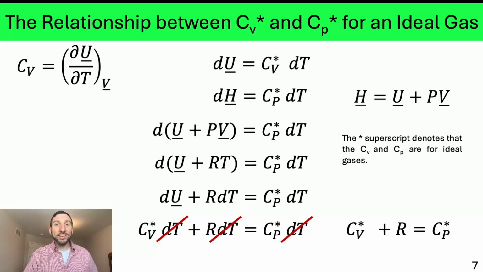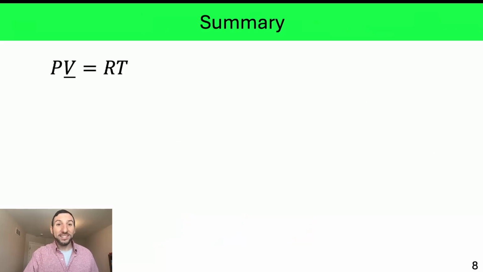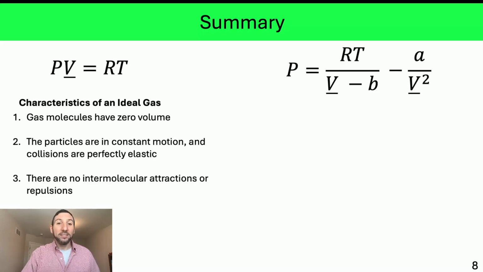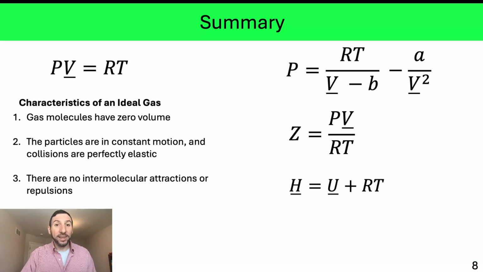And so that's everything I want to talk about in today's video. To summarize this, we talked about the ideal gas law, we talked about the characteristics of an ideal gas, we talked about van der Waals equation of state and the compressibility factor, and then we talked about some relationships between enthalpy and internal energy and found a way to relate our constant pressure and constant volume heat capacities.